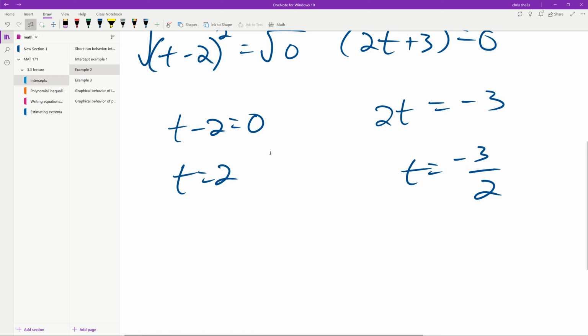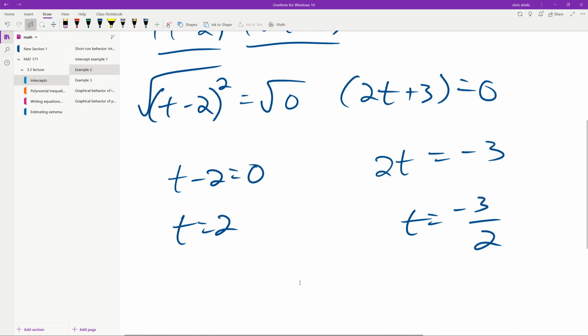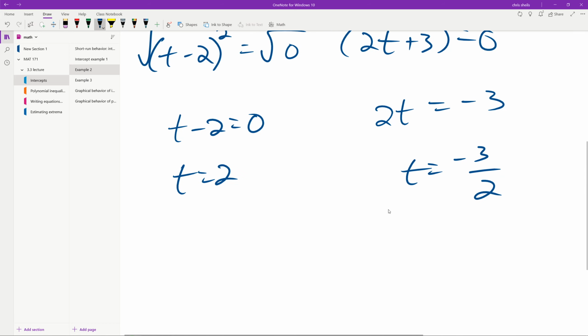Excellent. So these are my horizontal intercepts. And if I wanted to write these as points, of course, I could write them as (2, 0) and (-3/2, 0).